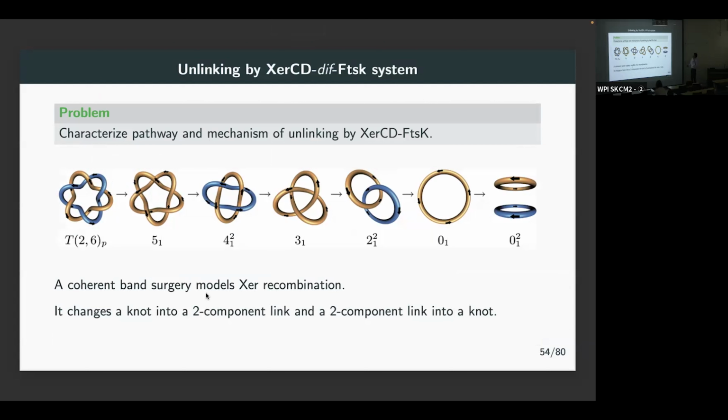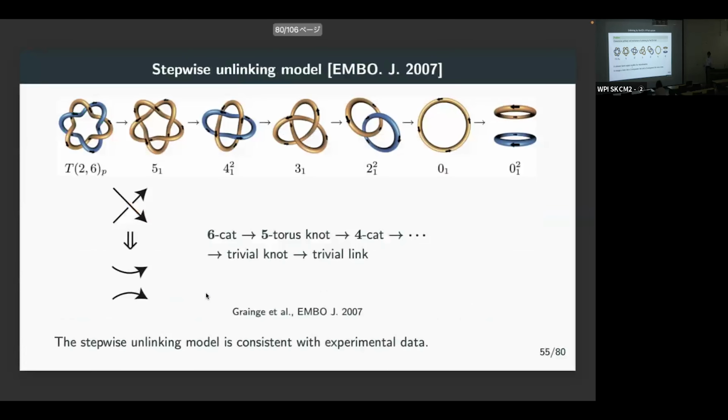Starting from the torus link 2,6, by one recombination, you have 5 crossings. If you do a band surgery here, then you have this, and you have a dimer. And in the second step, if you do the recombination here, then you have this. In this case, you have 6 steps to make it unlink. So this is one example. And it seems that this phenomenon happens in a cell, and we have to give the answer using mathematics.